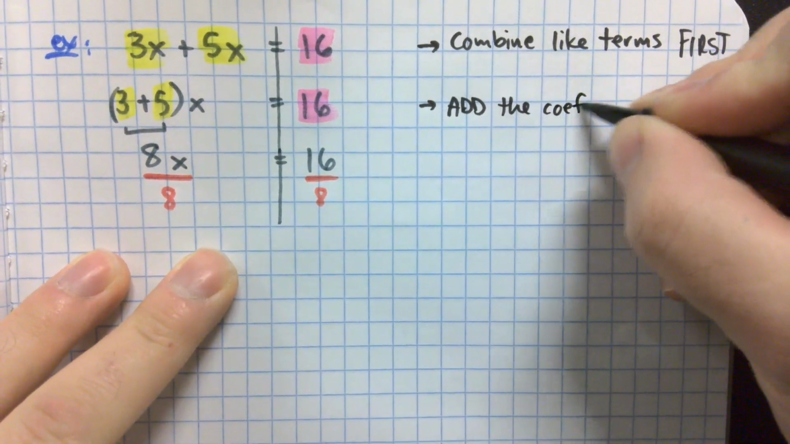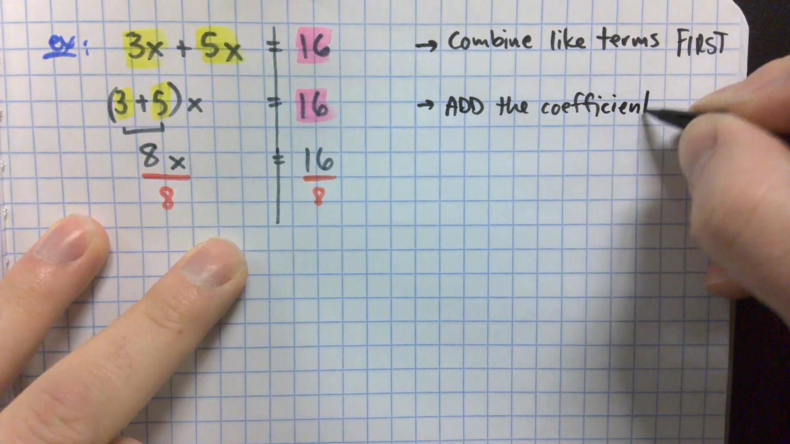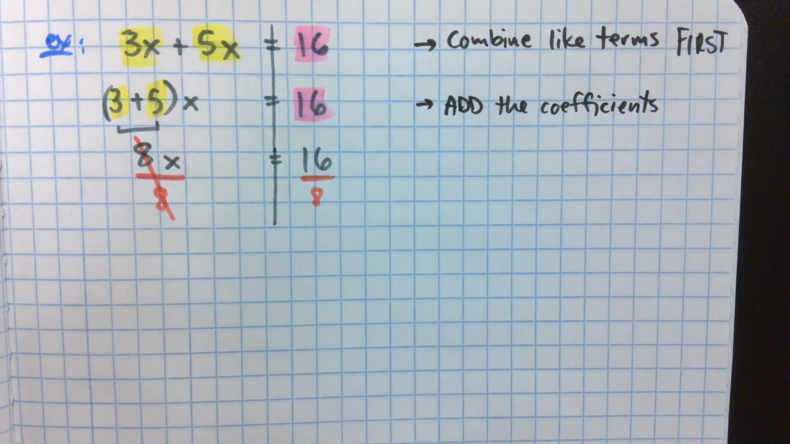That's right. We're going to cross out our 8s. Boom, because 8 over 8 is just 1.